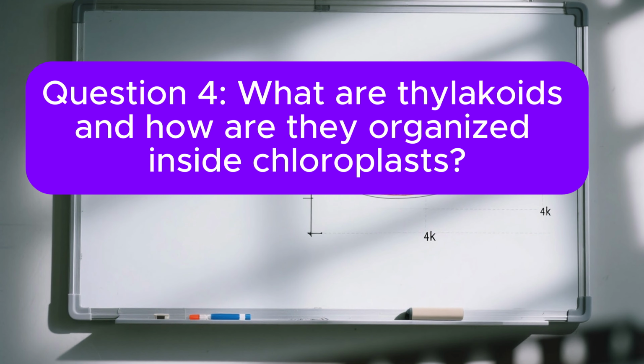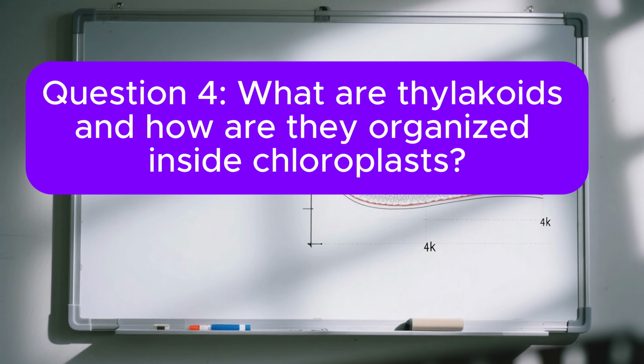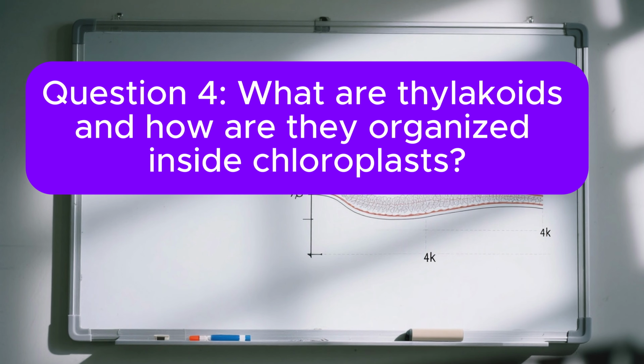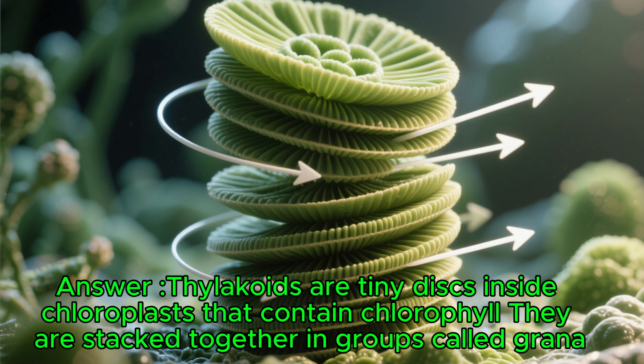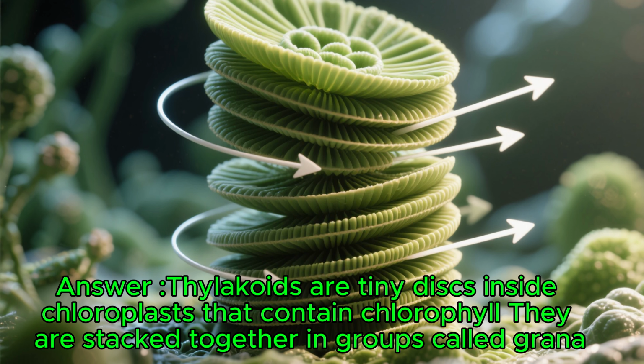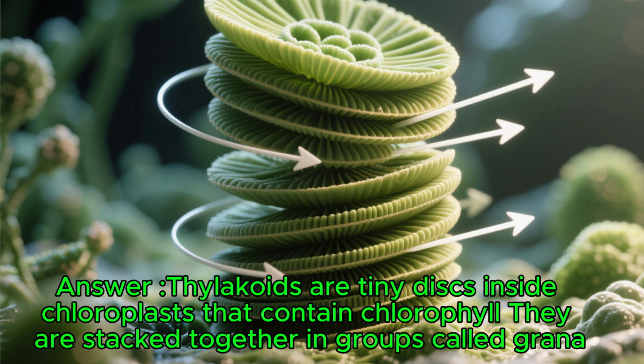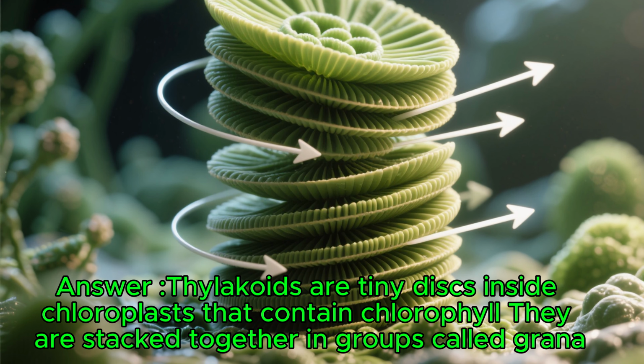Question 4. What are thylakoids, and how are they organized inside chloroplasts? Answer. Thylakoids are tiny discs inside chloroplasts that contain chlorophyll. They are stacked together in groups called grana.